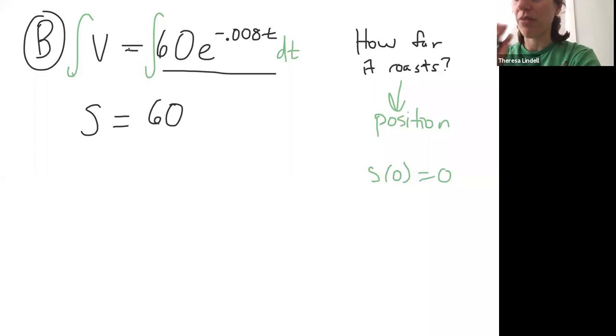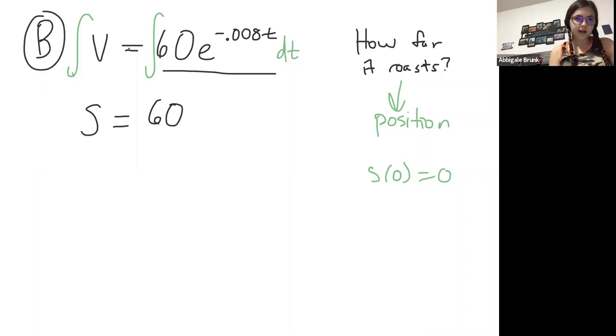Well, the 60 can come out front. What's the antiderivative of e to the anything? It'll be e to that. But then you gotta divide by the constant.